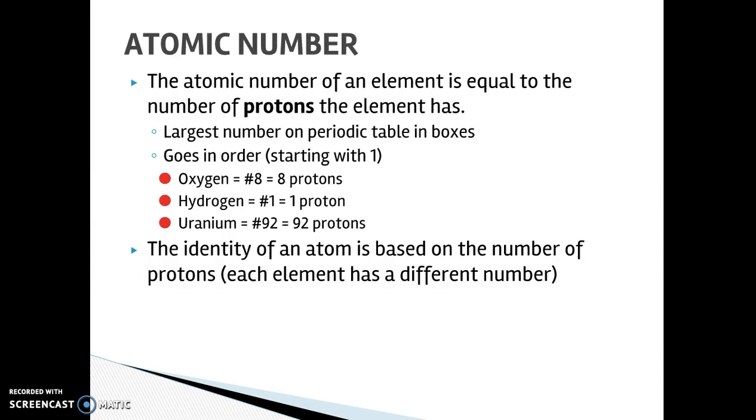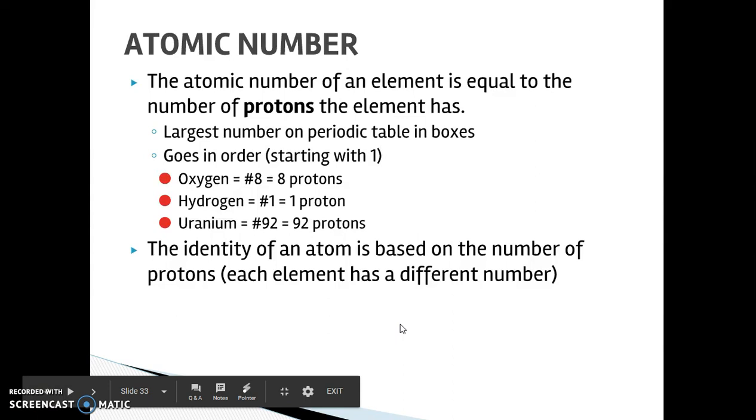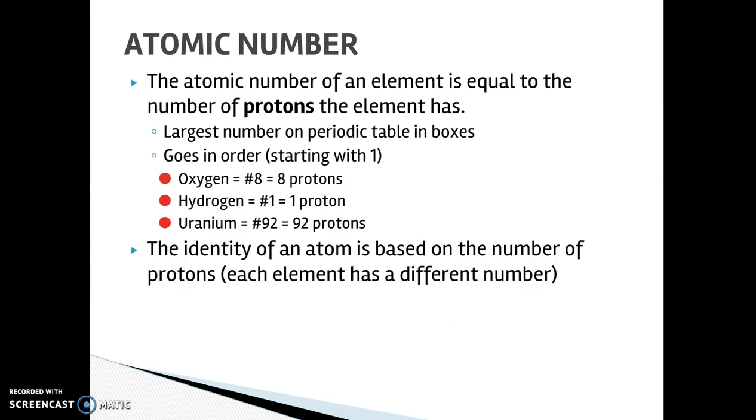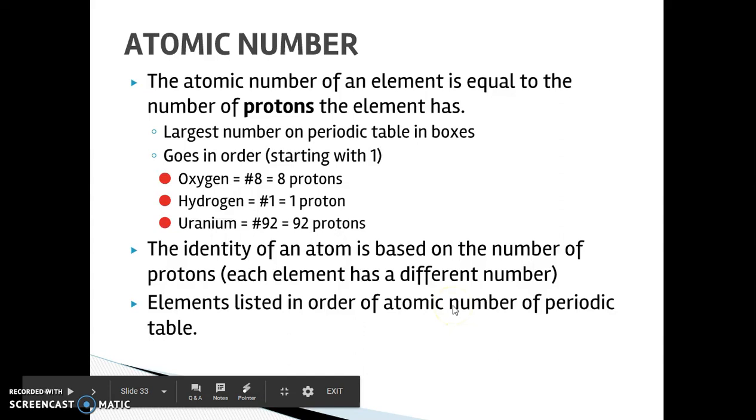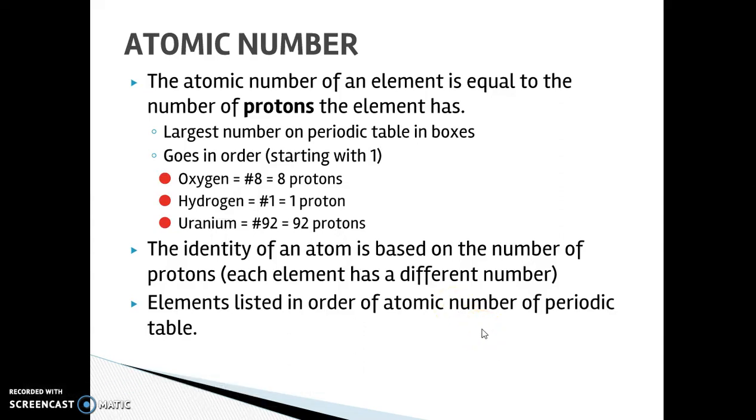That never changes, at least in these reactions that we're going to talk about. In a standard chemical reaction, the number of protons never changes. What's interesting about this is that the identity of an atom is based on the number of protons. So each element is going to have a different number, and that's how we tell each atom apart. Elements are listed in order by atomic number on the periodic table. So the atomic number always tells you the number of protons.